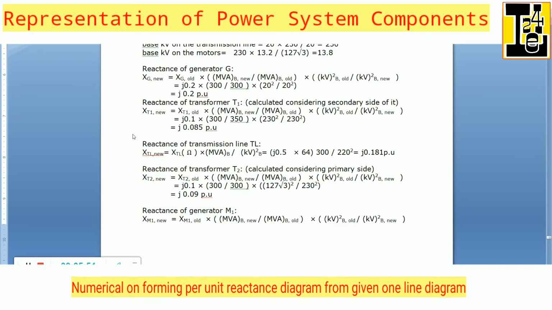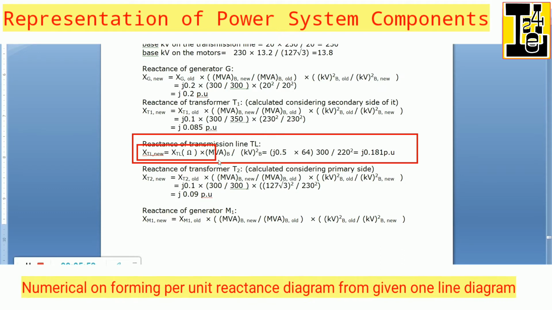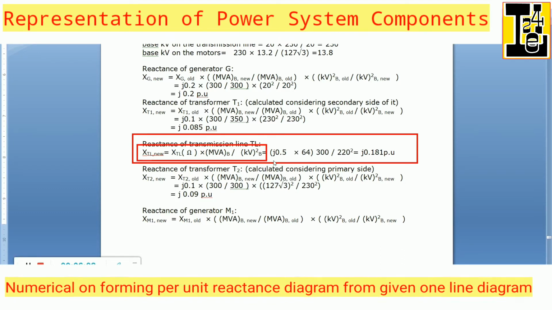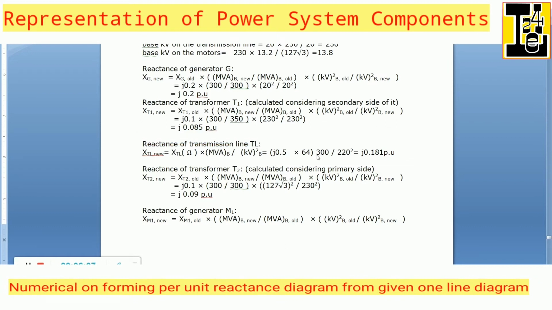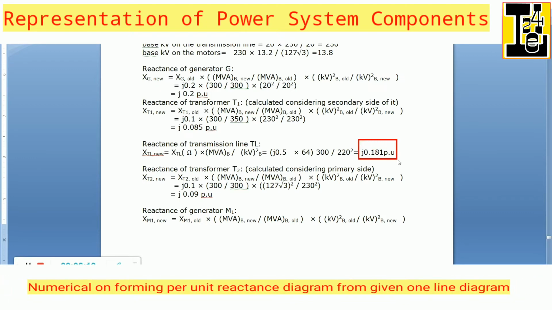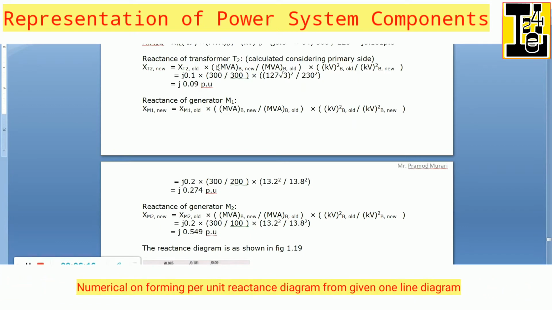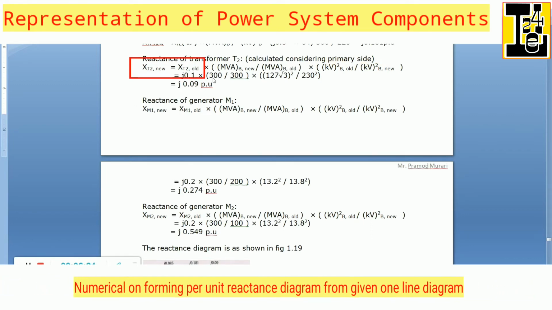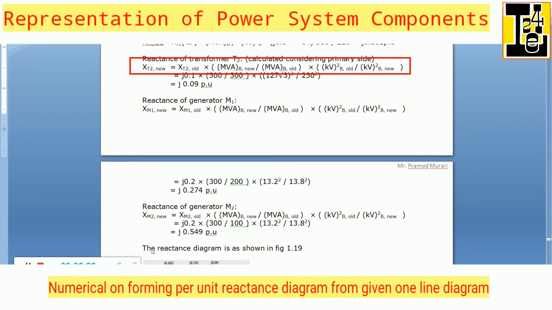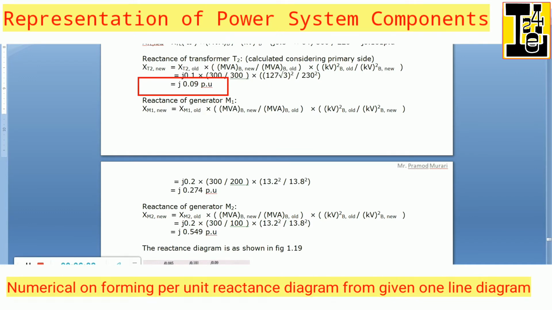Now we will calculate the reactance of the transmission line by means of the formula XTL new is equal to XTL in ohm into MVA base divided by kV base square. After substitution, we get the reactance of the transmission line as 0.181 per unit. Let us calculate the reactance of the transformer T2 considering the primary side. We can calculate at either side, but in this problem I will take the primary side. Substituting the values in this formula, we obtain XT2 new is equal to 0.09 per unit.